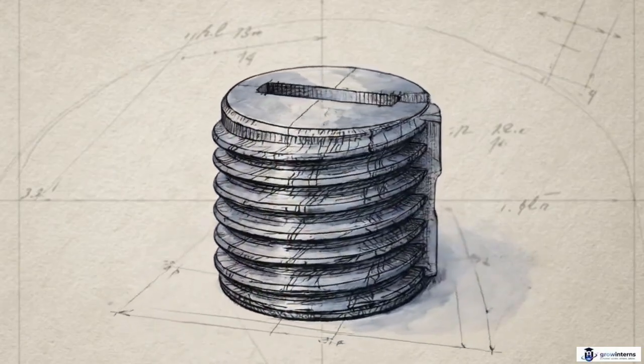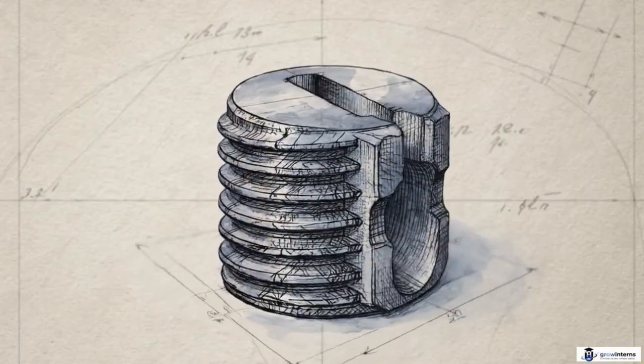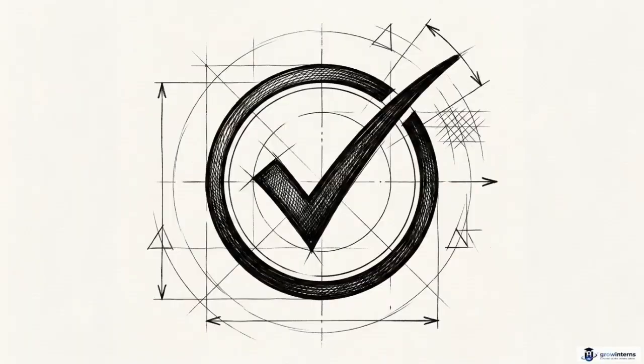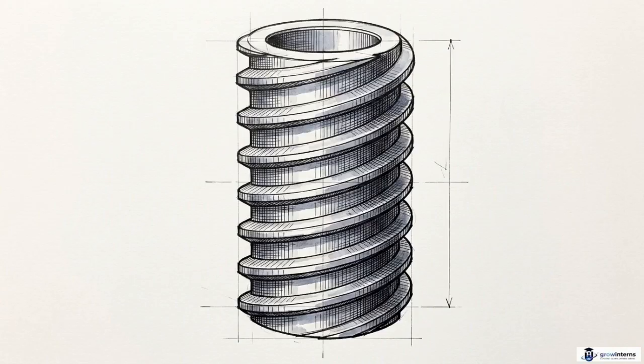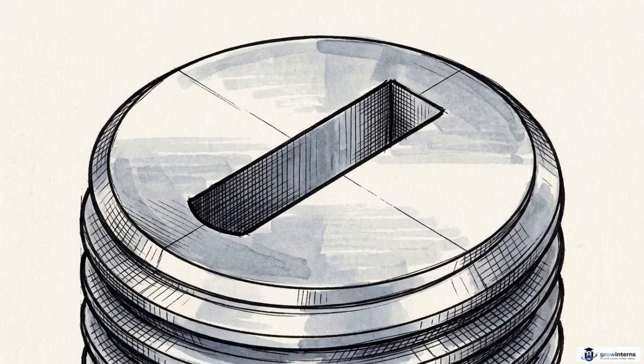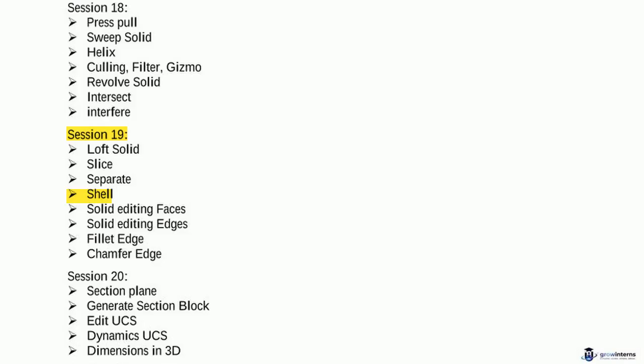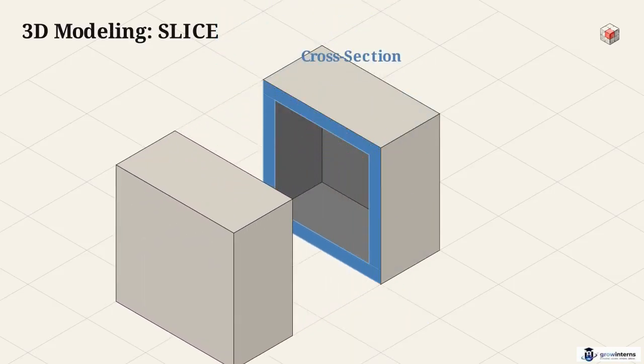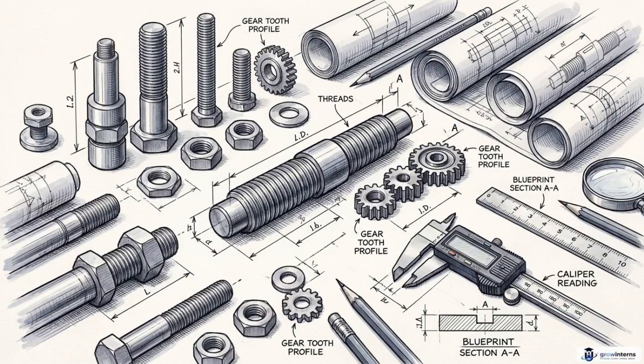We've successfully translated a 2D coordinate grid into a precise three-dimensional mechanical part. We've mastered the primary Session 18 toolchain: Revolve for the core, Sweep for the threads, and Press-Pull for the keyway. In Session 19, we'll move into hollow body modeling with the Shell command and generate cross-sectional views using the Slice tool. These primary solid operations provide the necessary foundation for designing and prototyping functional physical hardware.